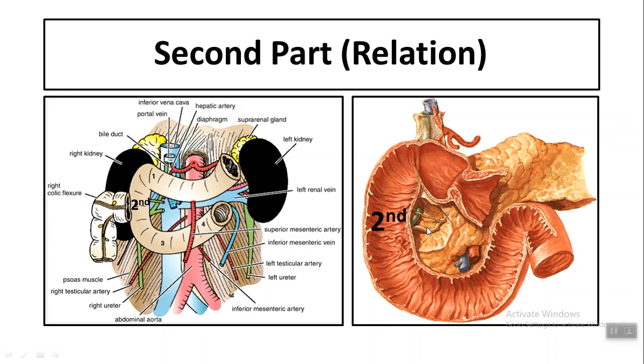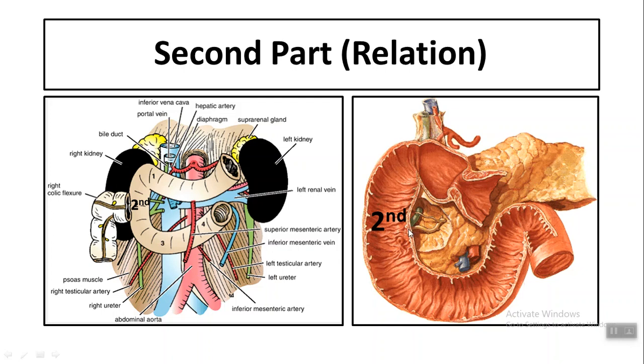The medial relation is the head of the pancreas, with the bile and pancreatic duct that open into the middle of the second part of the duodenum. This is the site of the entrance of the common bile duct. It will be the line of demarcation between the foregut above and the midgut below.